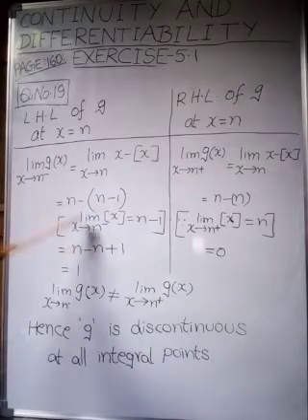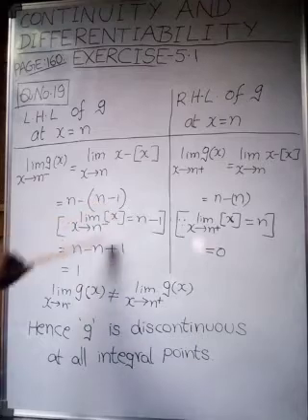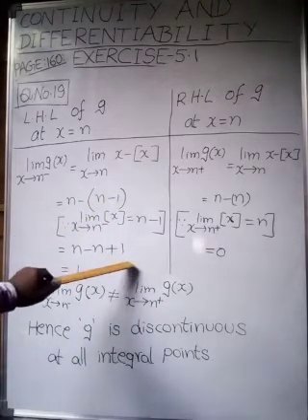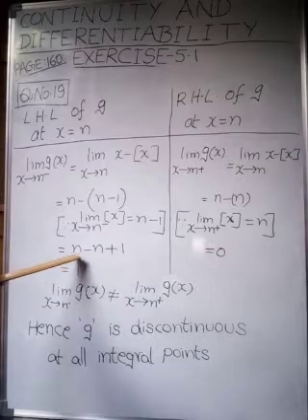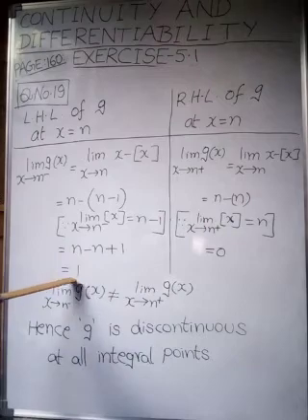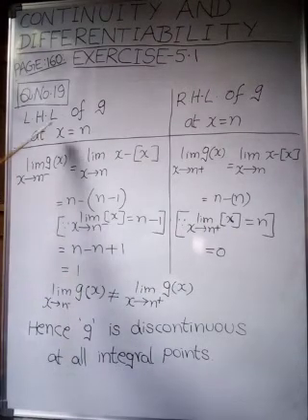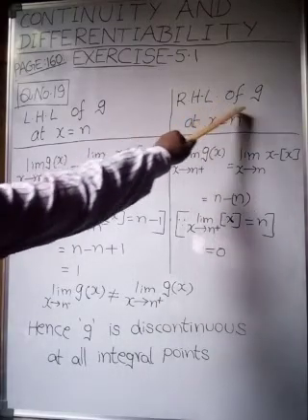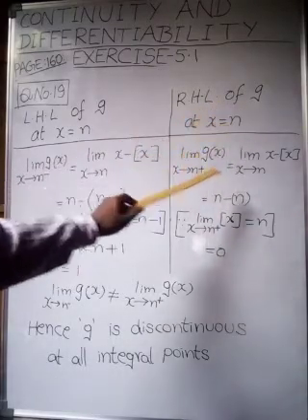Right. Now by simplifying these terms we get n minus (n minus 1), that is n minus n plus 1. Understood this step, my dear children? Right. Now n minus n gets cancelled. Finally we get here 1. This is the left hand limit of g at x is equal to n. Similarly we find the right hand limit of g at x is equal to n.